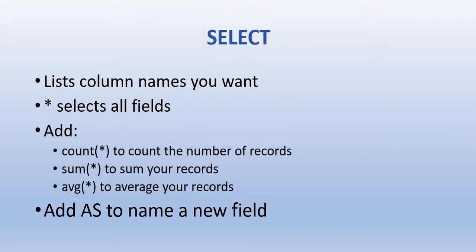So in the select line, you grab the columns that you want, the asterisk grabs all the columns, and then you can also write the count, sum, and average code, to do math. And if you do add a new field because you're doing math, you rename it with the word as. I know this is foreign, but we're going to go over it all today.